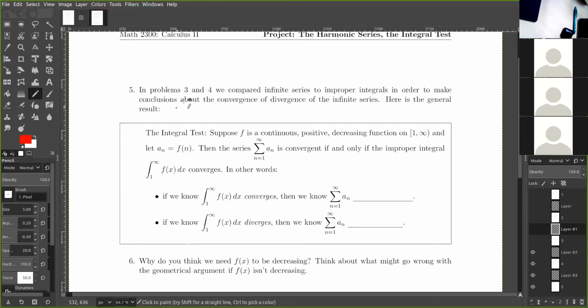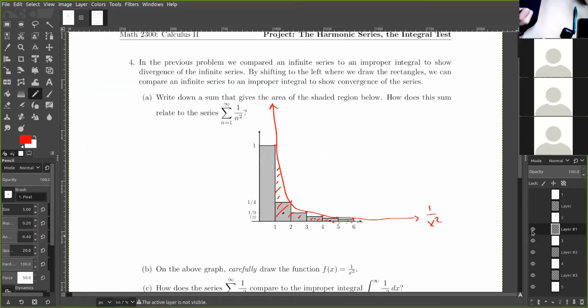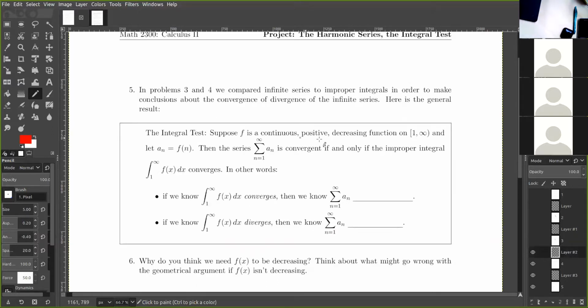Let's write it in red. So the integral test. What are our conditions? Suppose f is a continuous, positive... Why am I not writing? Oh, I'm on the wrong layer. Sorry. Let's see. Continuous, positive, decreasing function.